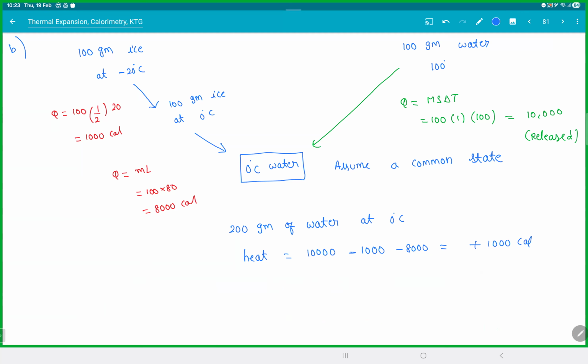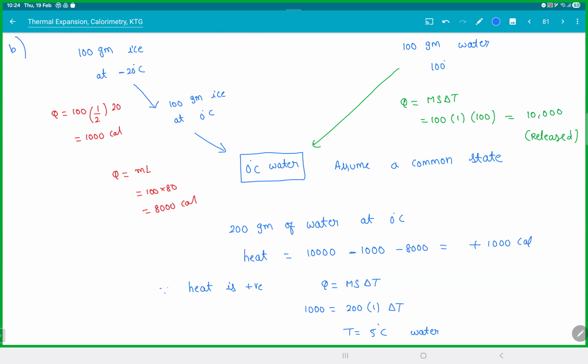So look at the question. You are changing the question only. I have 200 grams of water at 0 degrees and someone gave 1,000 calories. What do you think will happen? The temperature will rise, right? Since it is positive, temperature will rise. Q is equal to ms delta T. How much heat do you have? 1,000 calories. What is the mass? 200 grams of water. S is 1 and delta T is 5 degrees. Everything is water. There is no ice left. Is that easy? Making sense?